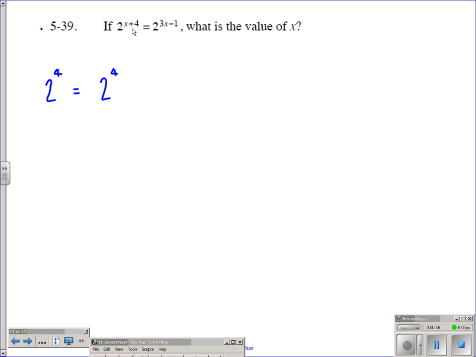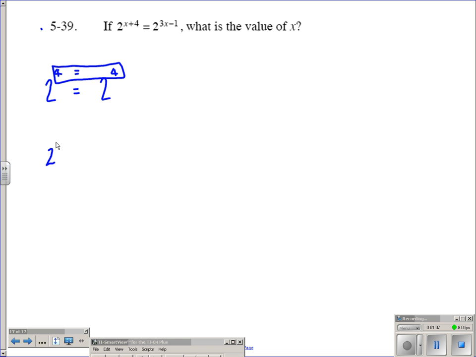Just because we have variables and things up here doesn't change anything. When you have the same base and you have an equation that's saying these are equal, that means that our exponents also have to give us equal values.